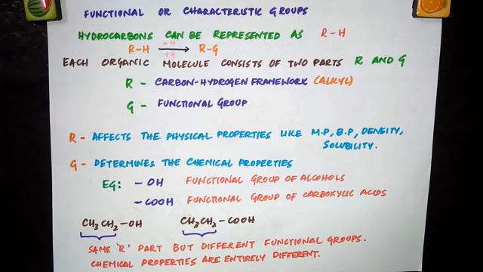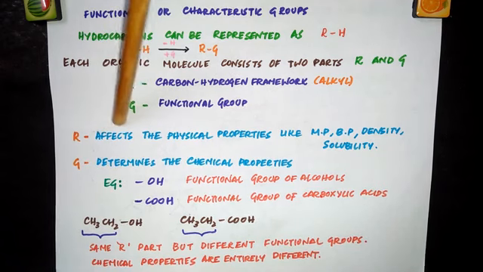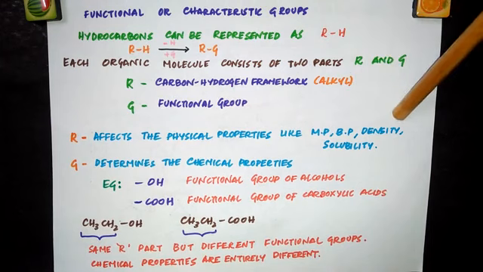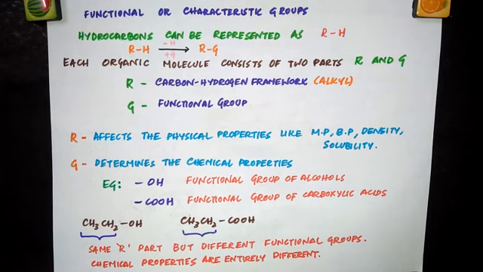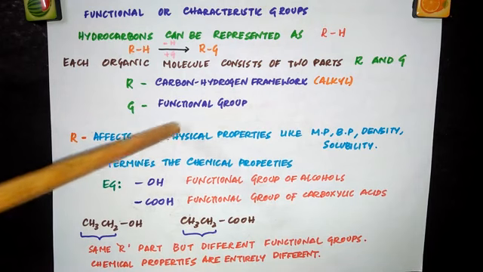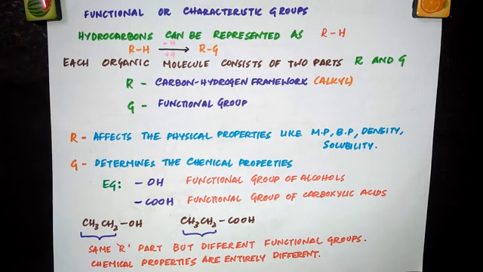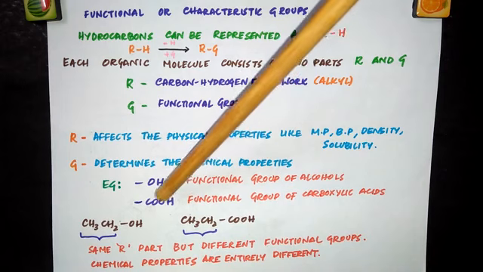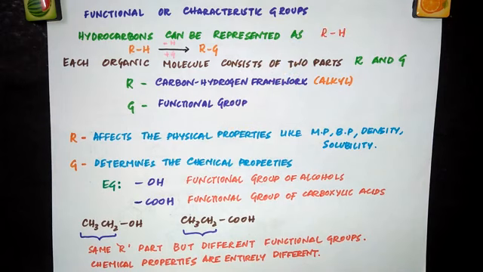When you take any organic compound, its properties, especially the chemical properties, are determined by the functional group present in that molecule. So you can say the R part mainly affects the physical properties like melting point, boiling point, density, solubility, etc. Whereas the functional group part determines the chemical properties. Let's take an example. OH is the functional group of alcohols. COOH is the functional group of carboxylic acids.